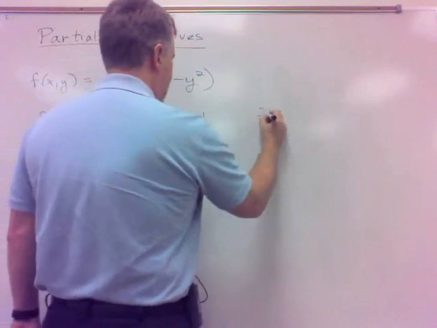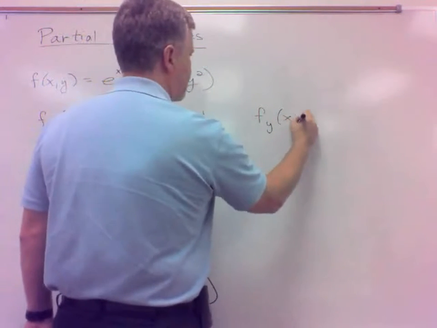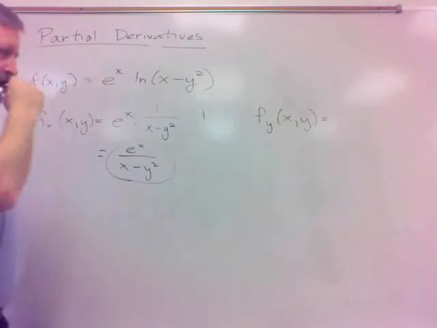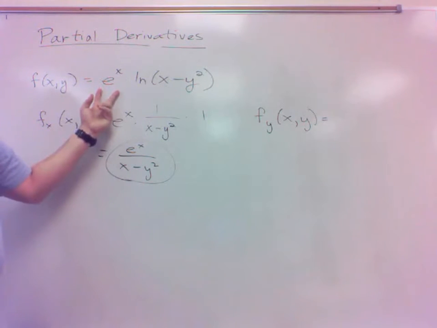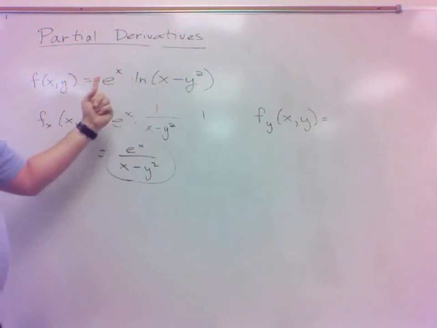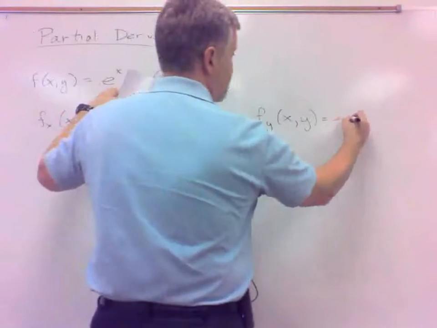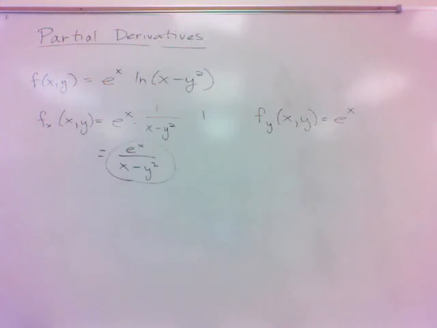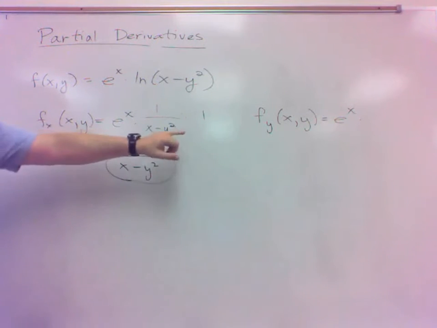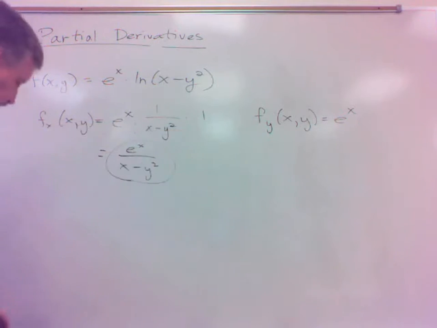All right, maybe a little more to it for the partial with respect to y. One good thing about it, though, is that e to the x is just a constant, so we don't have to do the product rule on this, right? It's just a constant, so it's going to stay the same. Over here? Oh, I'm sorry. Thank you.